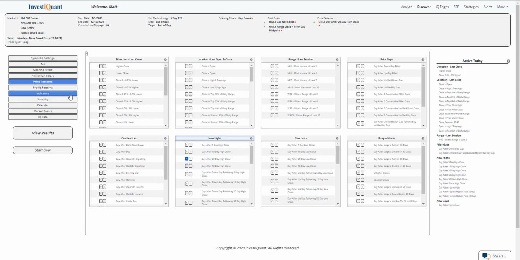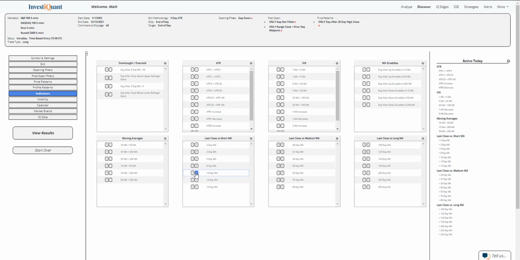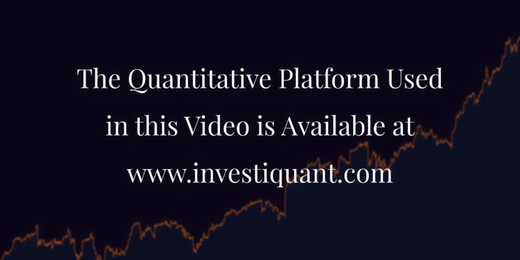And then lastly, let me put it in a bull market environment. Don't really need this 10 since I got a 20-day high close in there, but we do need the 200. So I'm going to grab both of those and click View Results. All right, here we go.